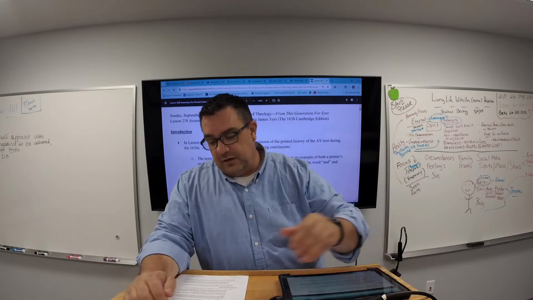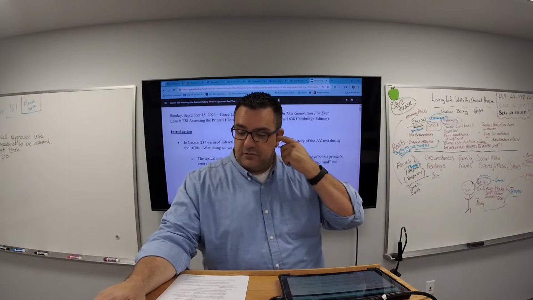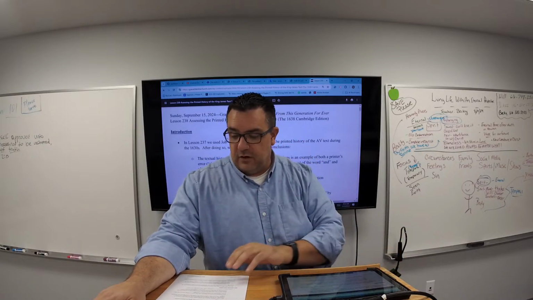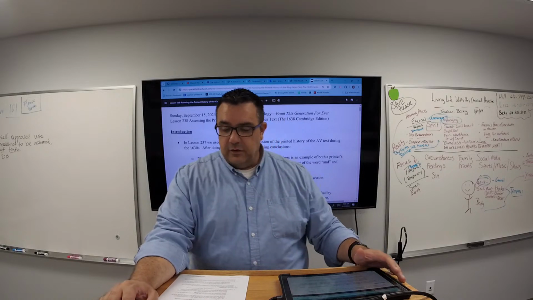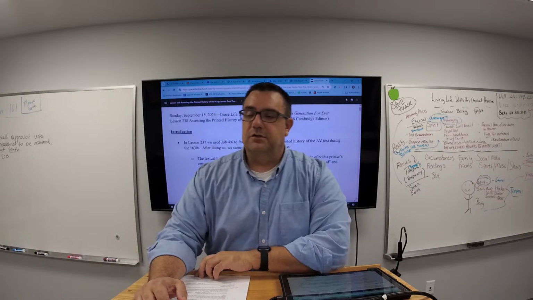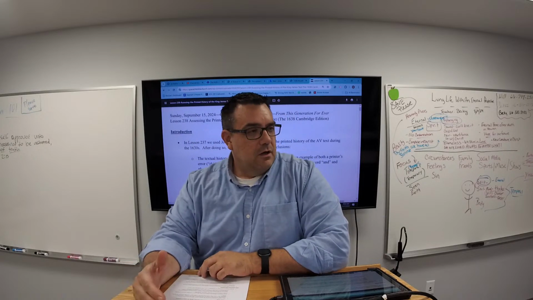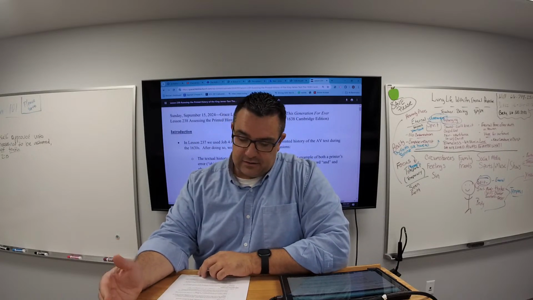In lesson 237, we used Job 4:6 to frame a discussion of the printed history of the authorized version text during the 1630s. After doing so, we came to the following conclusions. So these are some summary points of what we saw last Sunday in lesson 237.